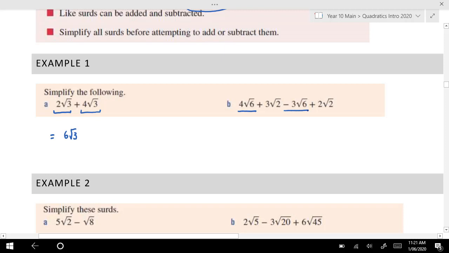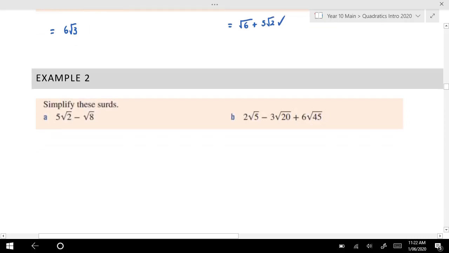So we've got 4 root 6s and I'm taking away 3. I've got 3 root 2s and I'm adding 2 of them. So simplify that. 4 take away 3 is 1 root 6, but we wouldn't write 1 root 6. We'd just write root 6 like so. And then we've got 5 root 2s, so 3 plus 2 is 5.